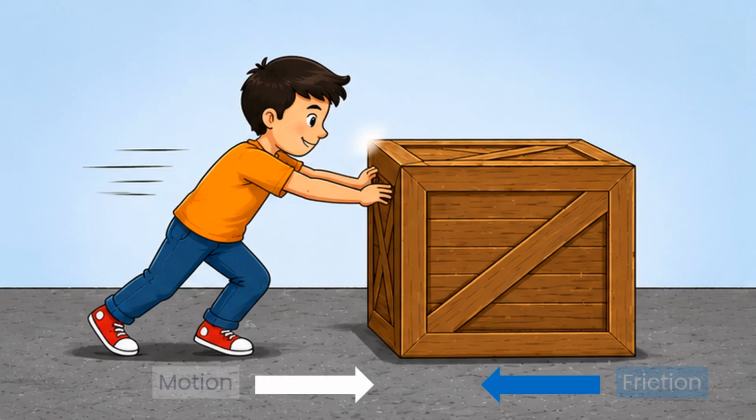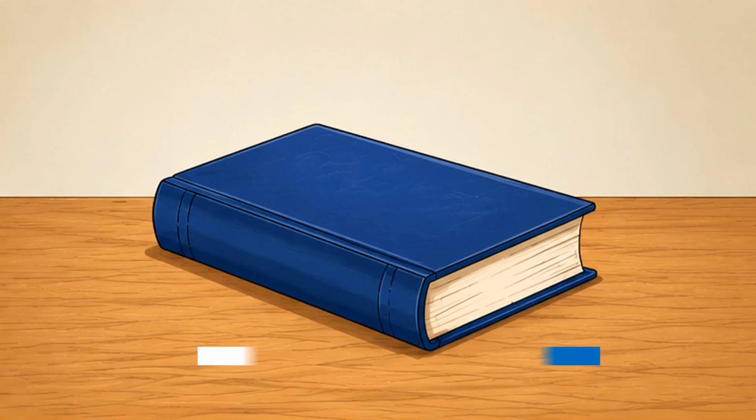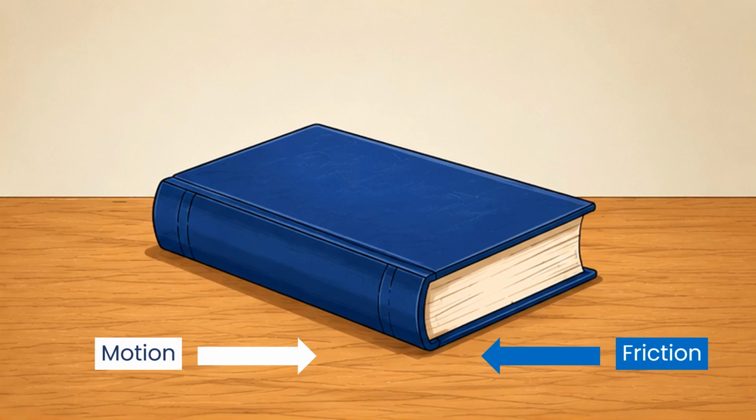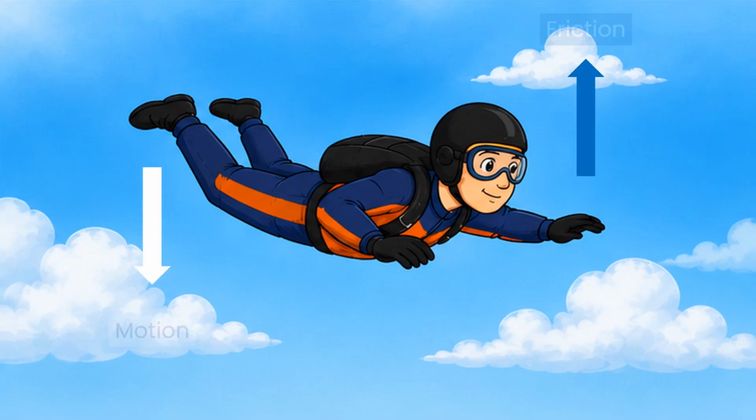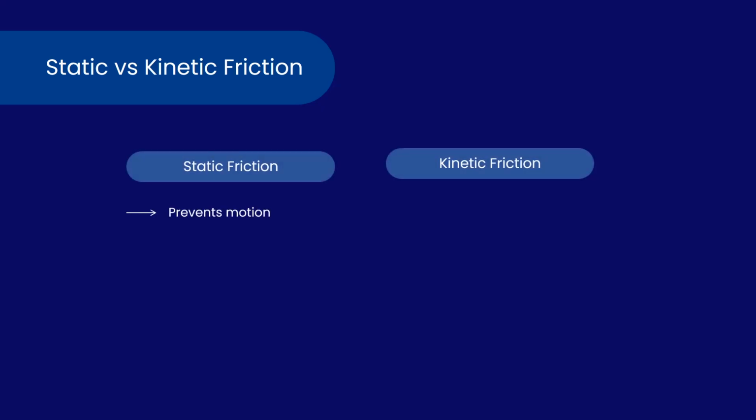Friction opposes the motion, making the box harder to push. Friction between the tire and the road provides a grip for safe driving. Static friction keeps the book from sliding. Air resistance is the type of friction that slows the skydiver as they fall. Static friction prevents an object from starting to move. Once the object begins moving, static friction is replaced by kinetic or sliding friction, which opposes the motion as the object slides across the surface.